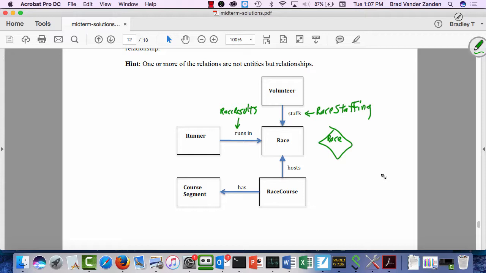The whole race database is like the planets rotating about race, which is the sun. In some sense, the sun is the only strong entity in this entire database. Everything else goes away if you don't have a race. So it's not a relationship. It actually is the strongest entity in this database.